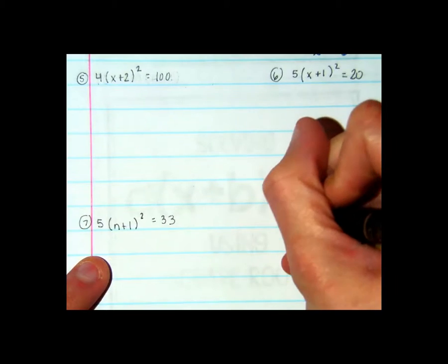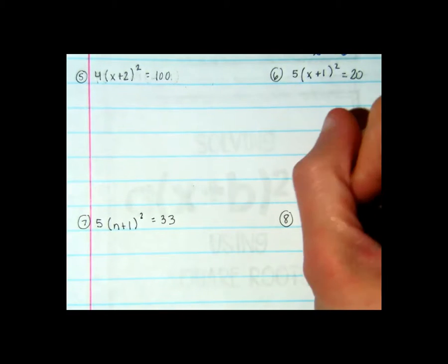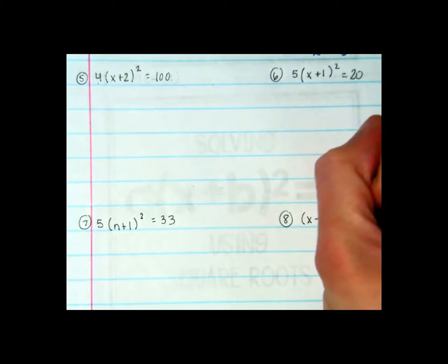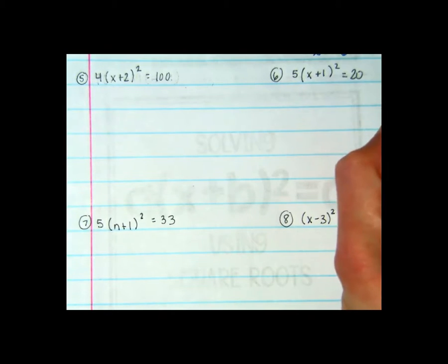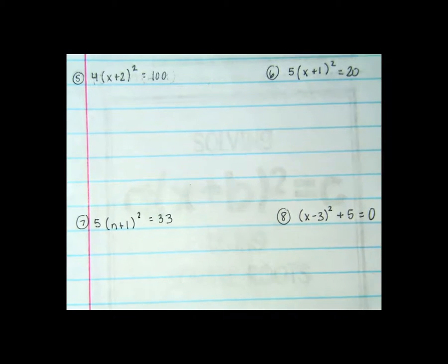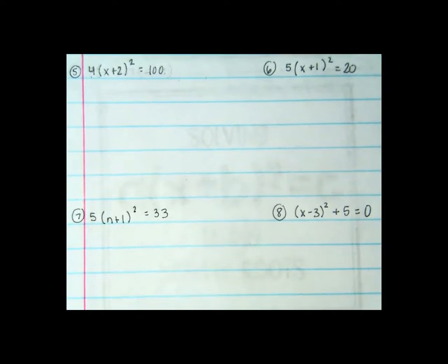And number 8, x minus 3 squared plus 5 equals 0. So there are your 4 problems. I'm going to set a timer for you to do all of them.